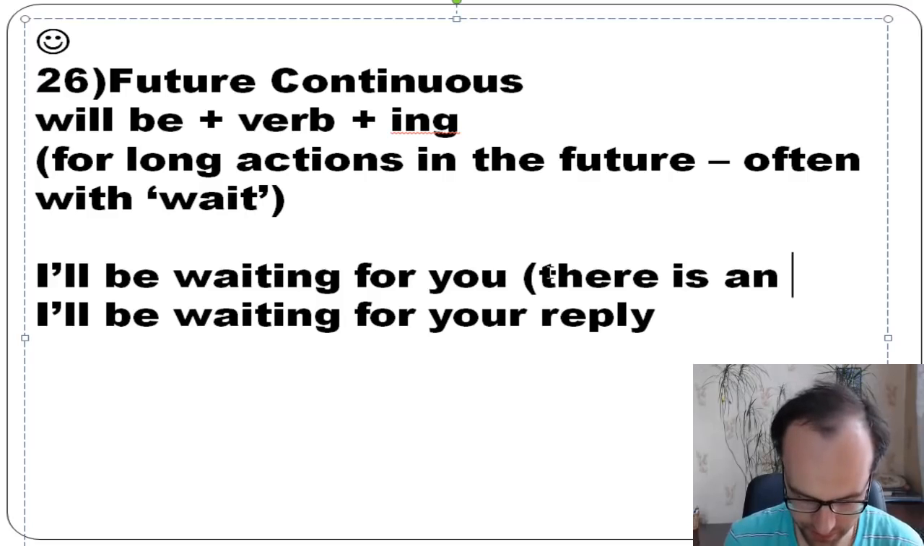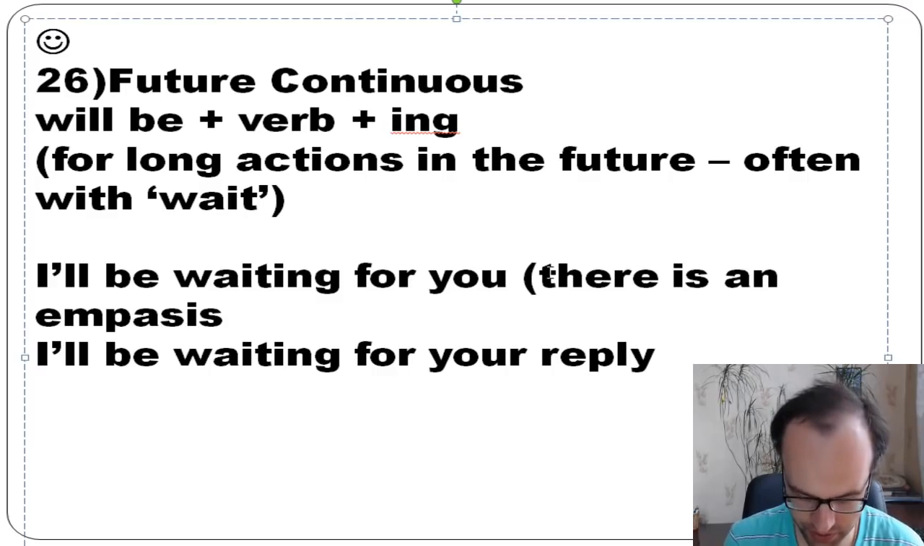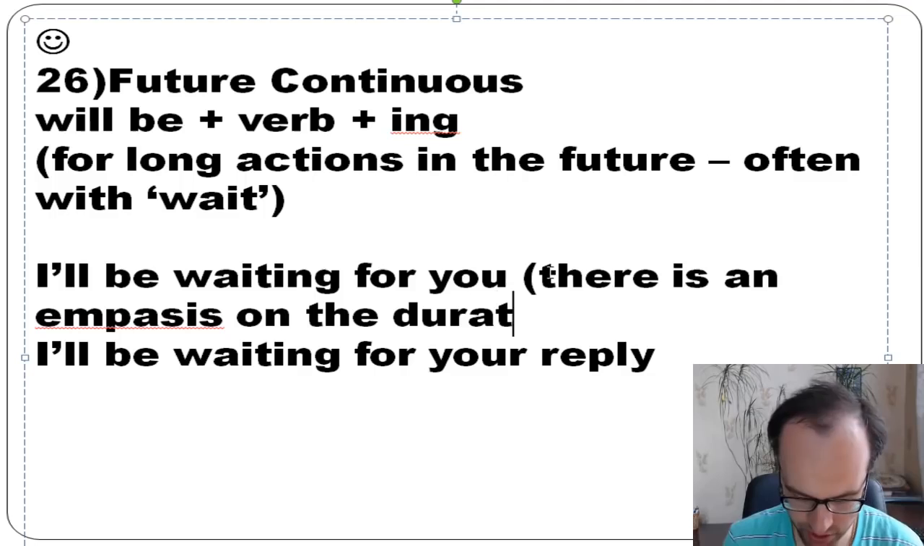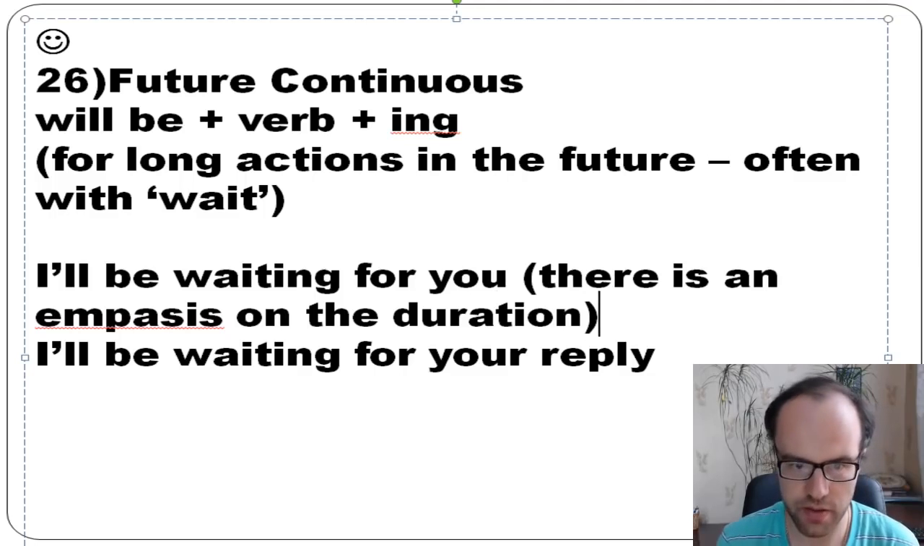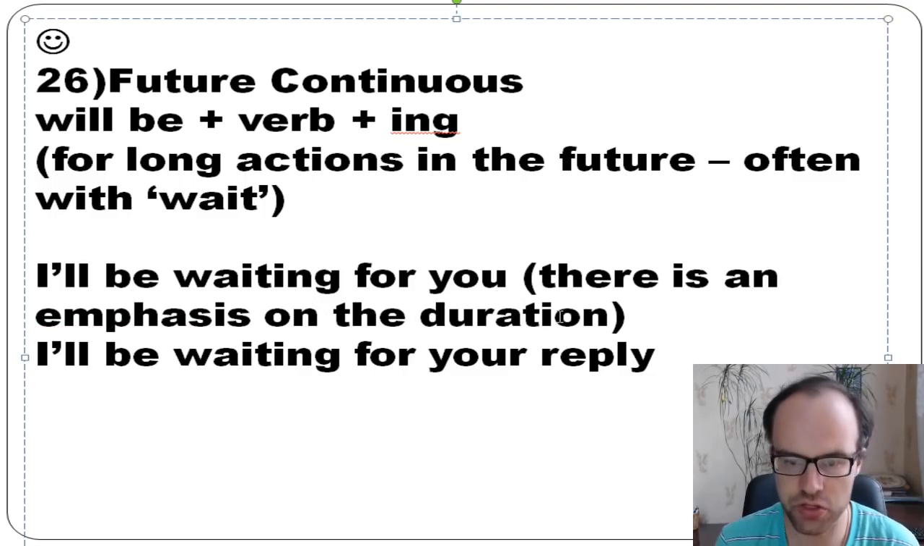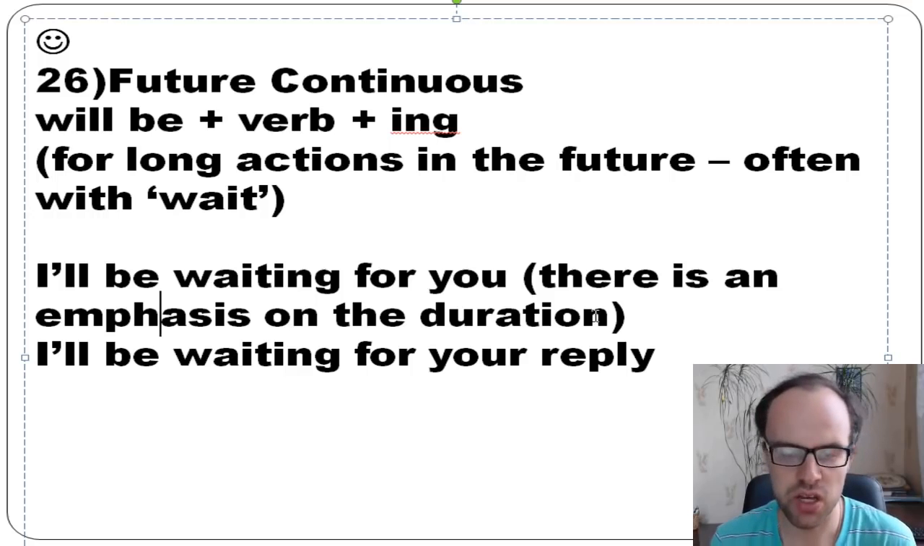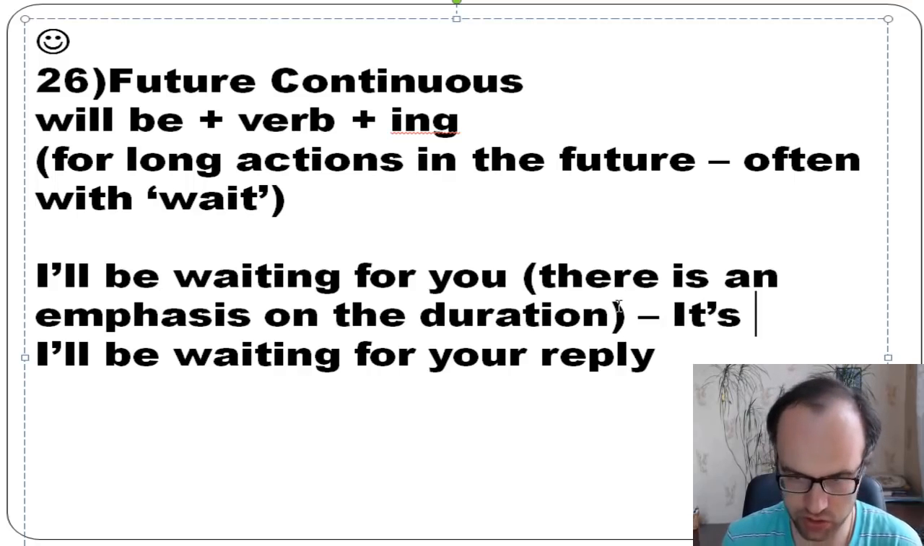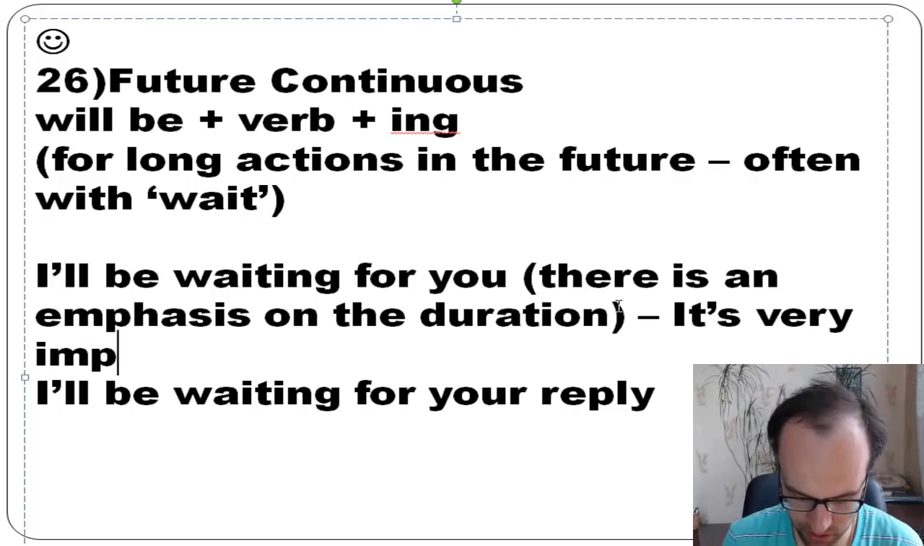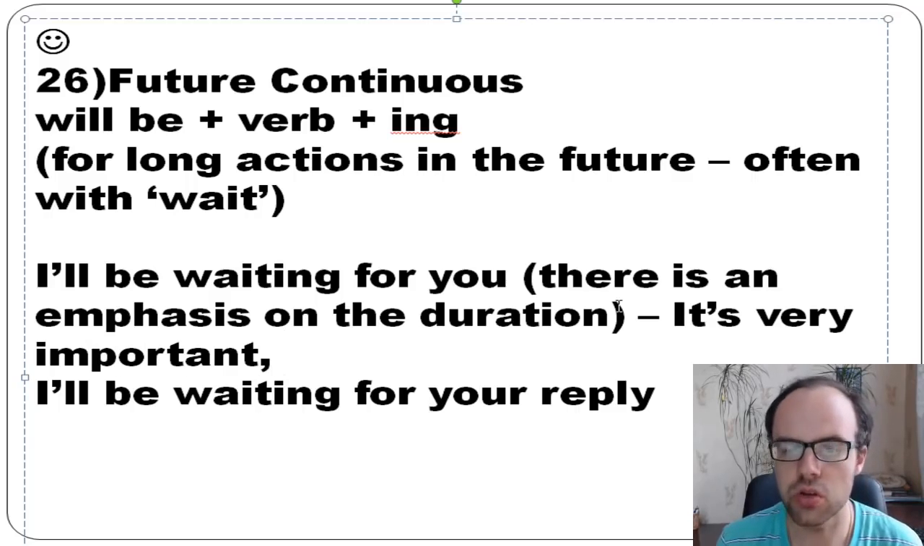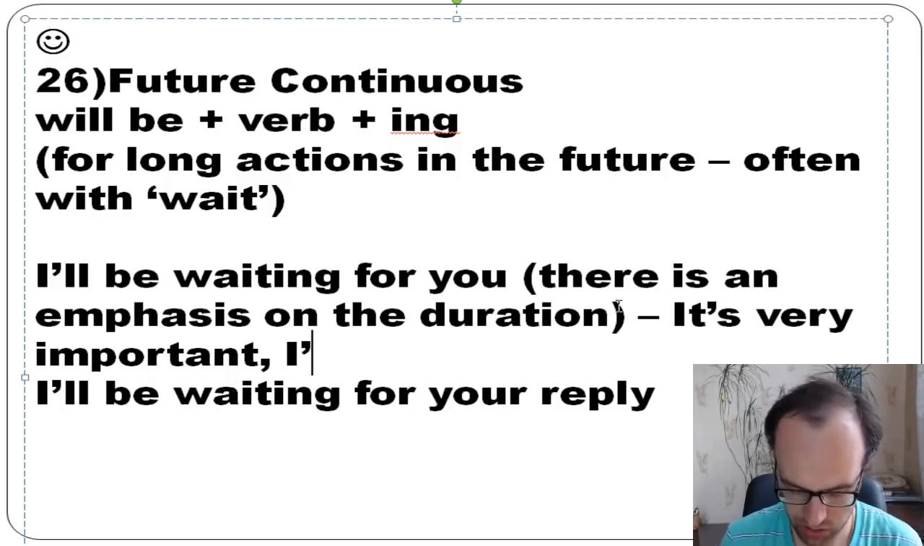There is an emphasis on the duration, that this action is really long. So I'll be waiting. It's very important. Yeah, so I'll do it with impatience.